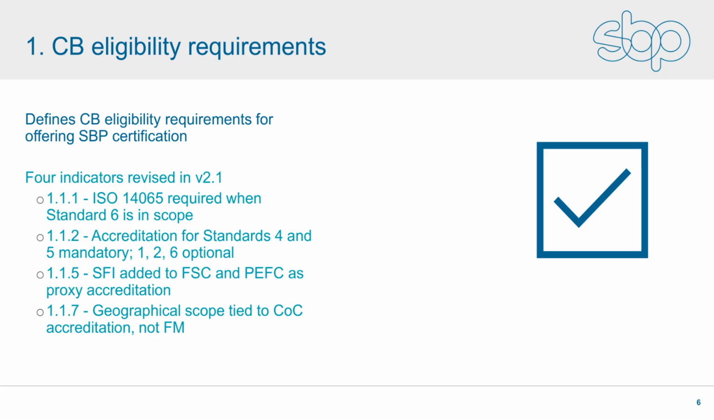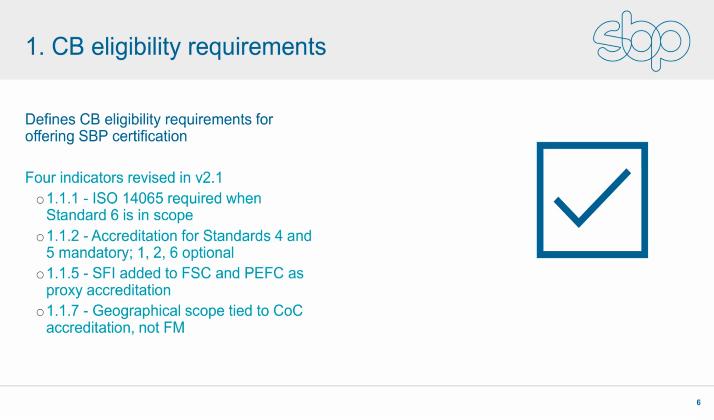Indicator 1.1.5. Previously, only FSC and PEFC were recognized as proxy accreditations. Version 2.1 adds SFI to that list. The forest management or chain of custody scope of the CB's FSC, PEFC, or SFI accreditation must still be equivalent to the SBP accreditation scope.